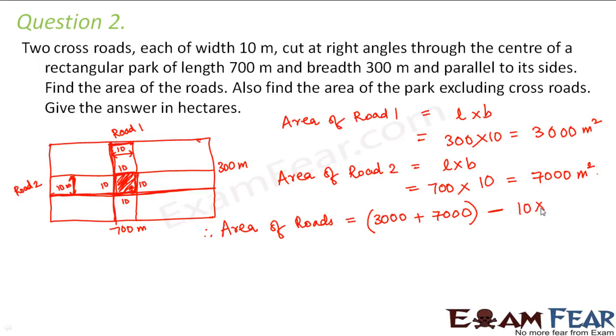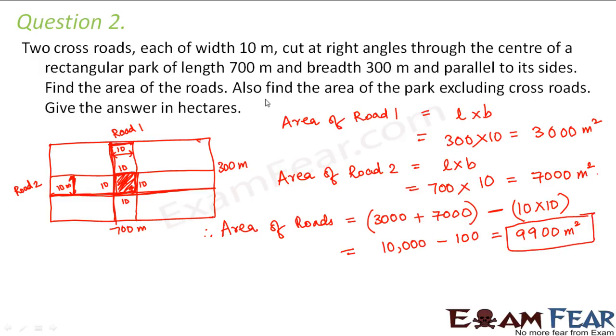So area of a square is side into side, that is 10 into 10. So I hope you understood, right? Because the area of this square was considered twice. Once with road 1, once with road 2. Therefore, with the total sum of the area of the two roads, we are subtracting one area of this square. So 3000 plus 7000 is 10,000 minus 100. So this is equal to 9900 meter square. So this would be the area of the roads.